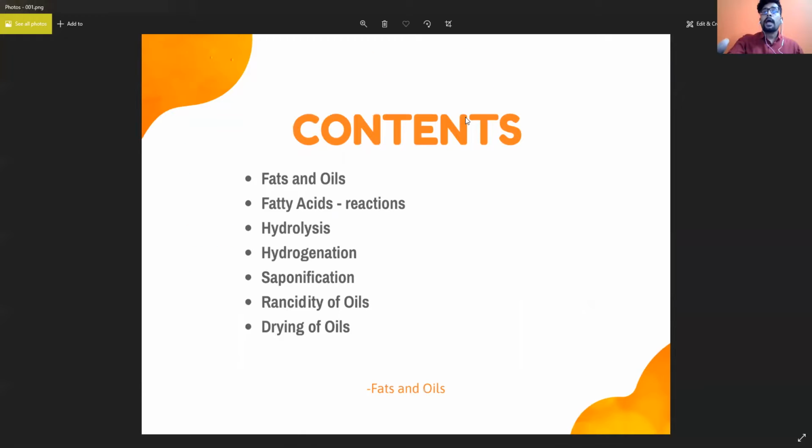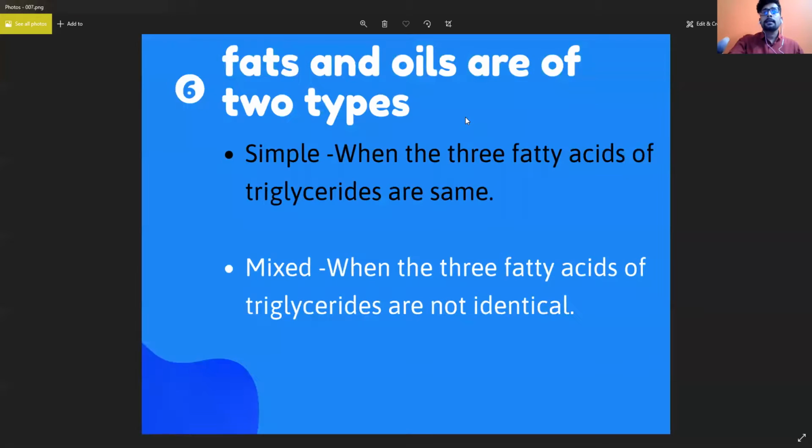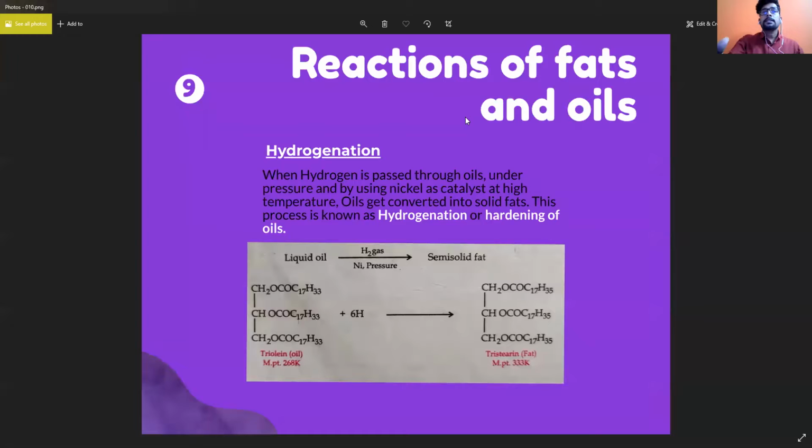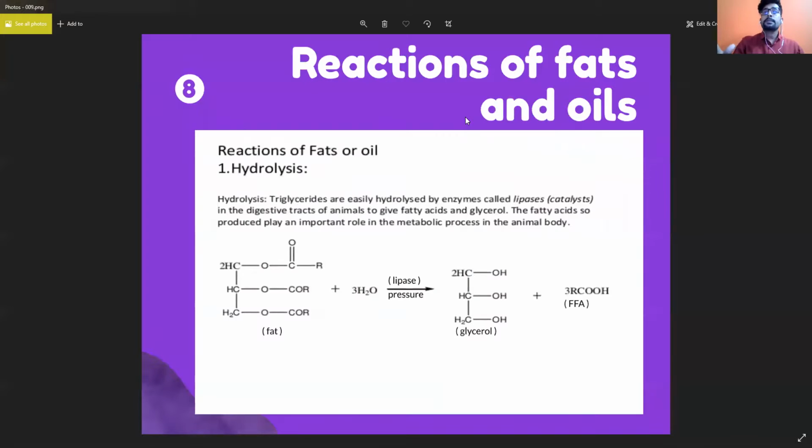Now I'll explain hydrolysis. What is hydrolysis? Lysis means breakdown. So what happens when a fat reacts with water molecules? Generally hydrolysis is done either with water or in the presence of an enzyme. I have taken the fat for hydrolysis, meaning I have treated it with water molecules.